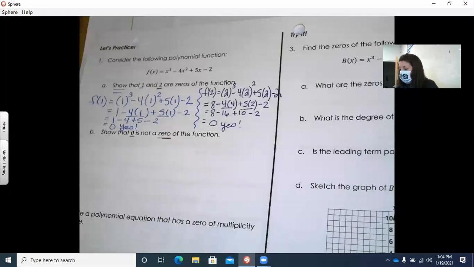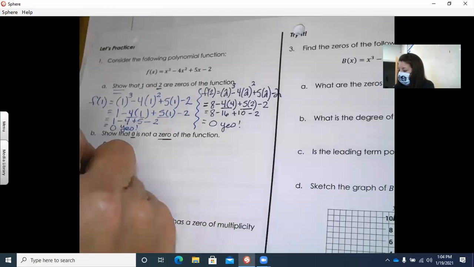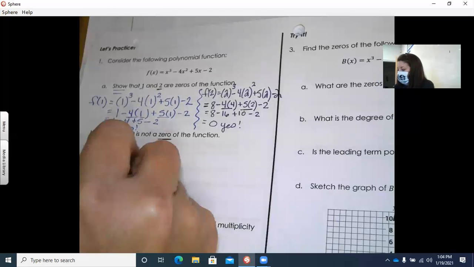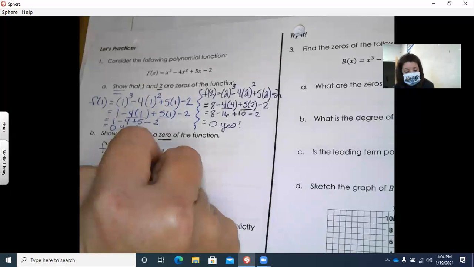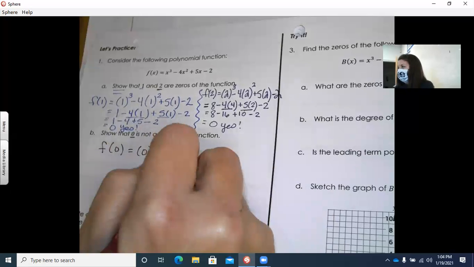I'm going to do the same thing I did above, except for this time I'm substituting in 0. So f of 0 equals 0 cubed minus 4 times 0 squared plus 5 times 0 minus 2.